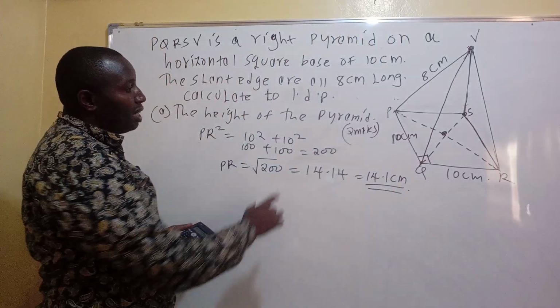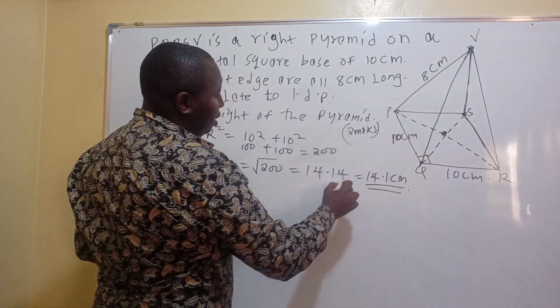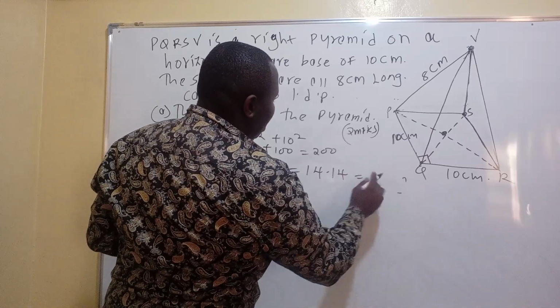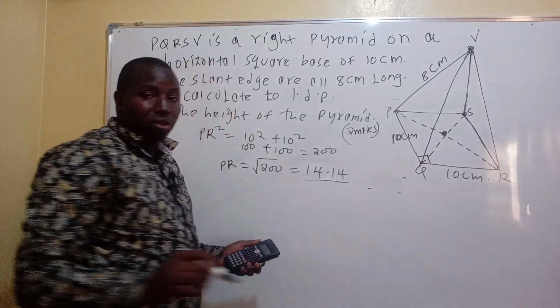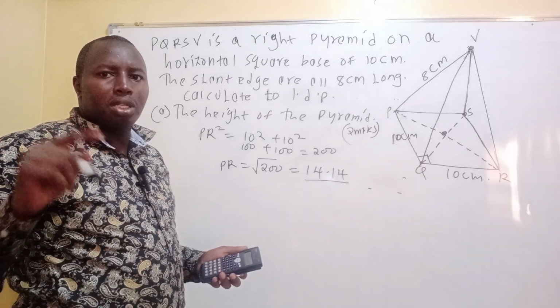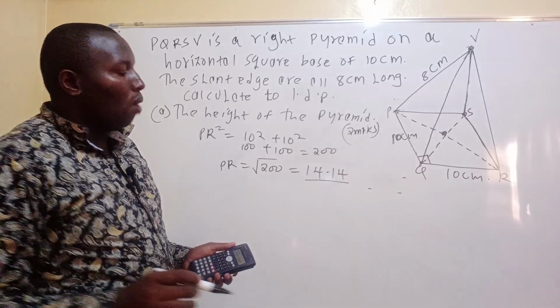Sorry, this is PR, you just get the diagonal. The diagonal is 14 centimeters. So we deal with 14.14 first of all, because it goes to the diagonal, not the height, not the final answer. The final answer is the one that we round off. So therefore, PR is equal to 14.14.